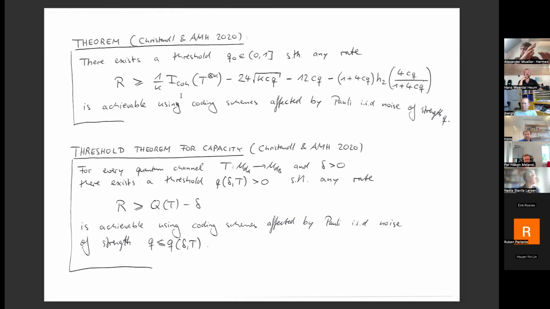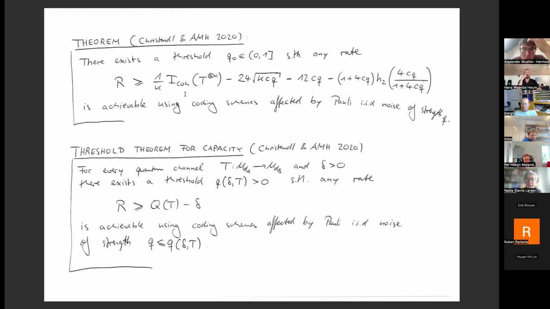It's controlled. It can be made as small as we want, as long as the rate is larger than this quantity. So note here that it's somehow strange that what enters here in terms of entropies is this coherent information of the tensor power of the channel divided by k, but it's not the limit of this quantity. Remember that the limit of this quantity is the quantum capacity, but here we can only relate the rate R to this quantity without the limit.